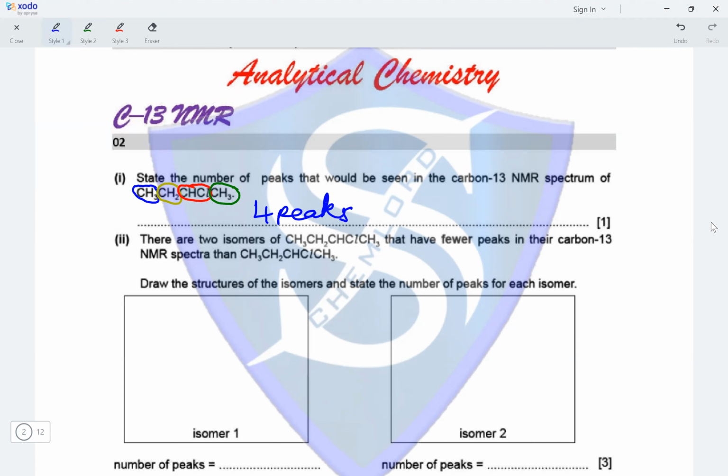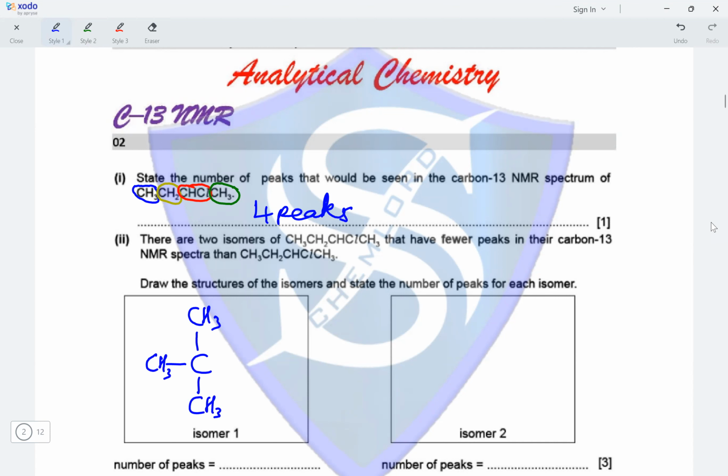Next, there are two isomers of this compound that have fewer peaks in the carbon 13 NMR spectra than the compound itself. Draw the structure of the isomers and state the number of peaks of each isomer. So we've got in total 4 carbon atoms. So in order to decrease the number of peaks from 4, we can place 3 CH3 groups attached to the same carbon atom. This would give us 2 different carbon environments.